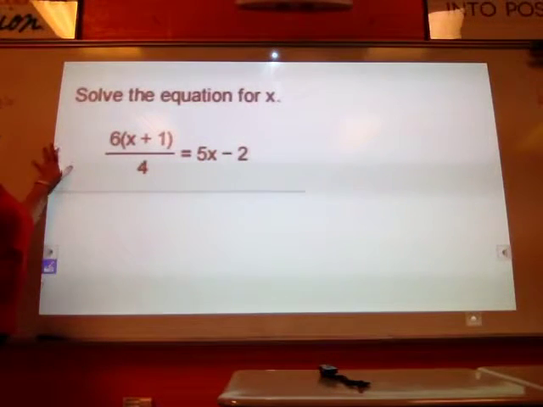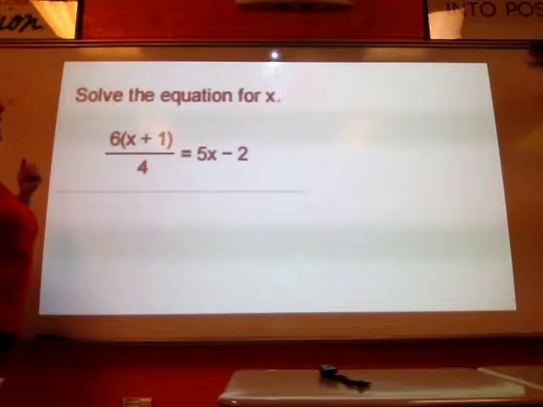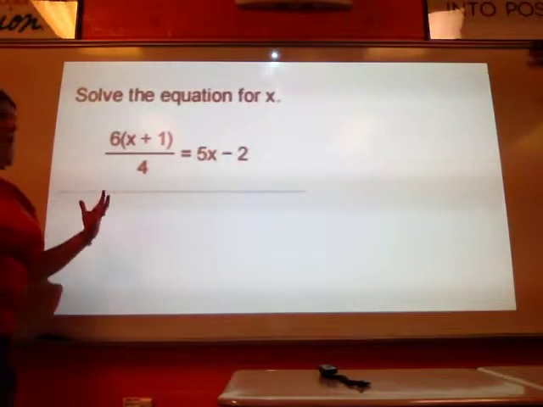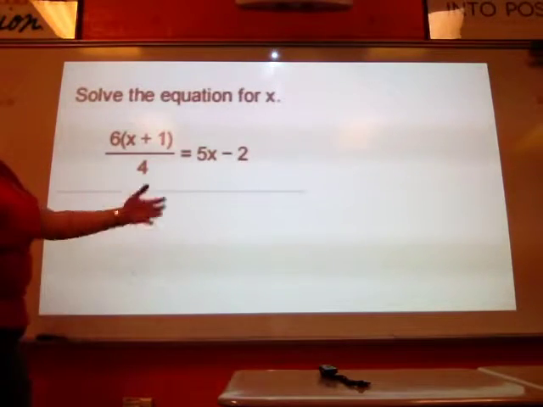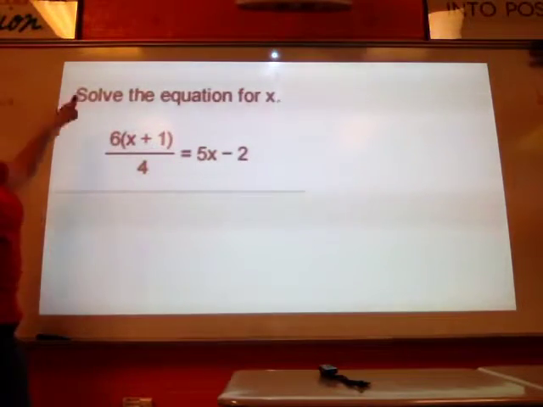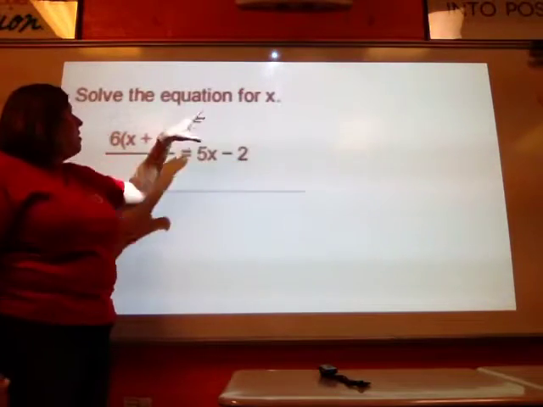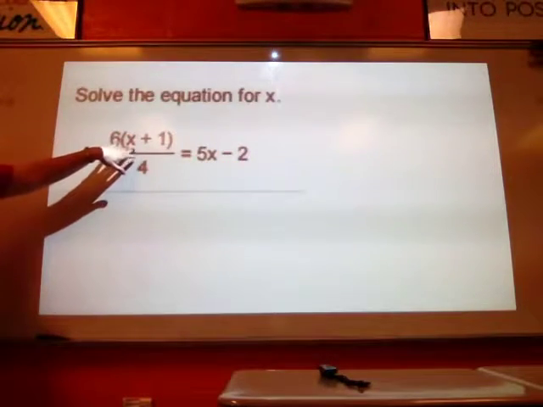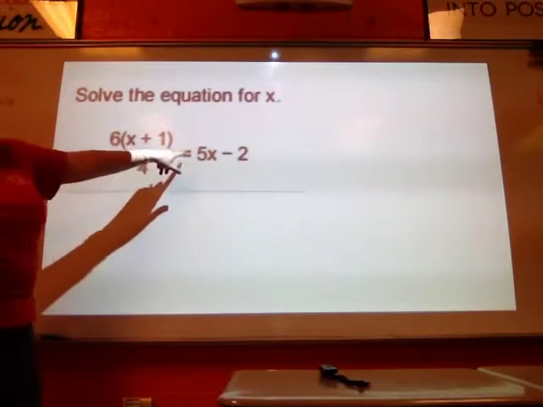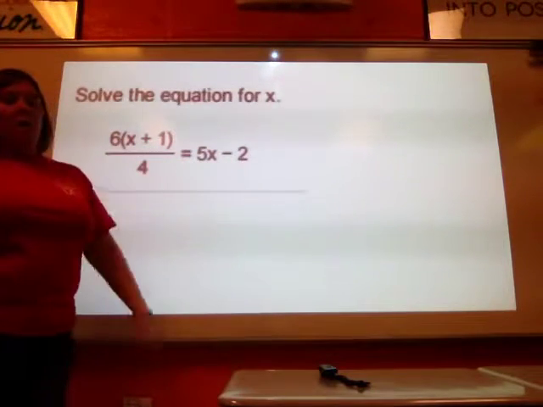Okay, so back in chapter 2 again, and again, chapter 2 is all about knowing your inverse operations, being able to solve equations, simplify expressions. So it asks me to solve the equation for x. So it gives me 6 times the quantity x plus 1 over 4 is equal to 5x minus 2.